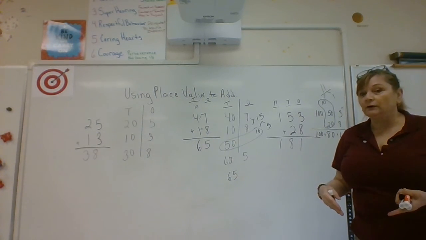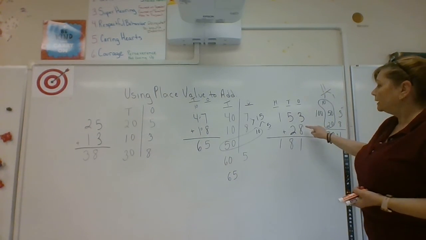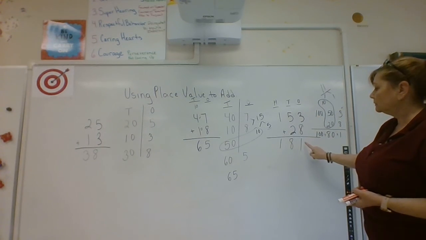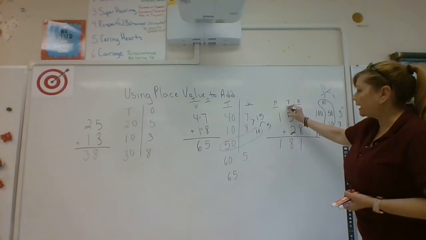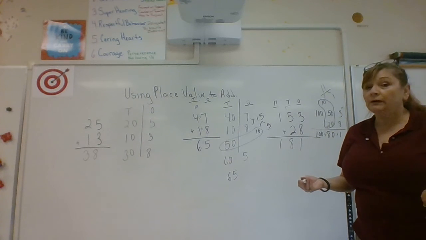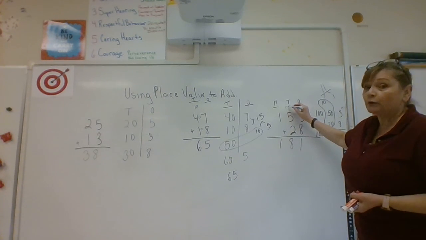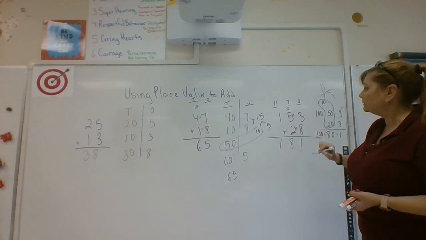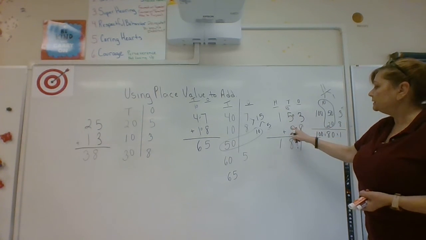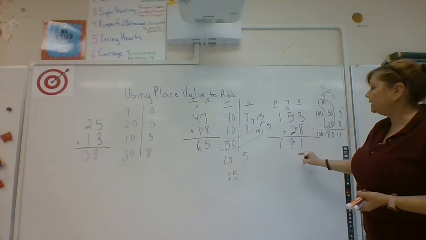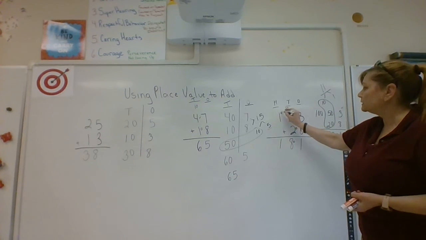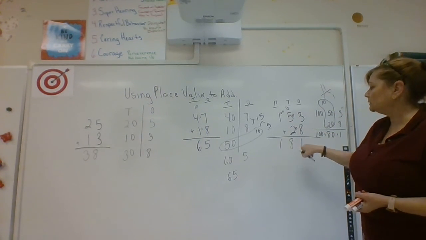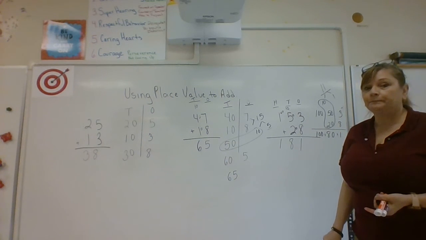Using the regular algorithm, 8 plus 3 is 11, write 1, carry the 1, but remember you're not carrying a 1, you're regrouping a 10. Here's a 10, here's a 10, here's a 10. 50, 60, 70, 80. We are still at 80 and 100, and our answer remains 181.